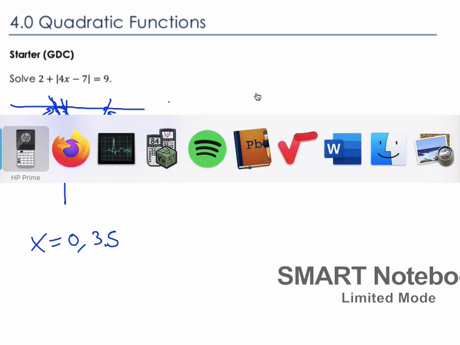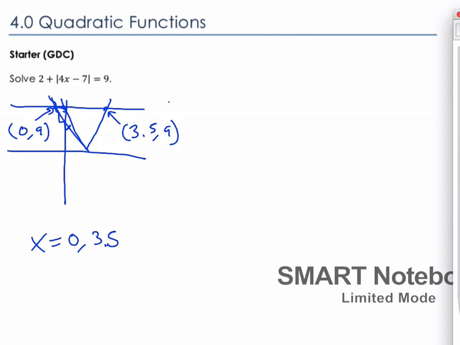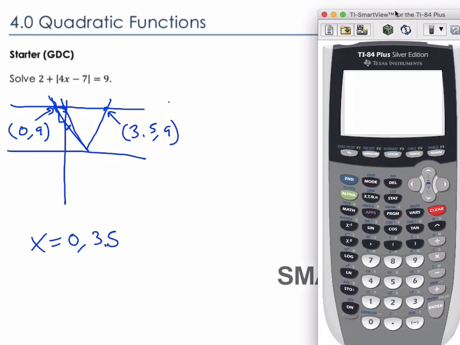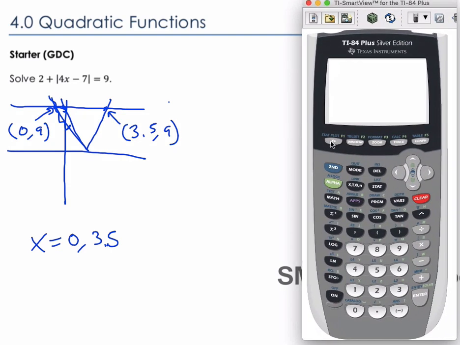So to do this on the TI-84, we will go to Y equals. That's where we can graph stuff. Okay, I'll clear these things. I will type in 9, and I'll type in the left-hand side, which is 2 plus.